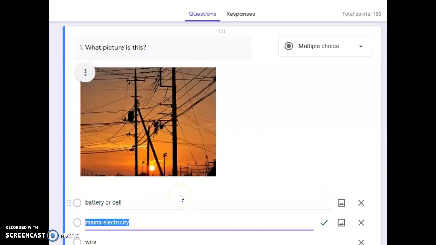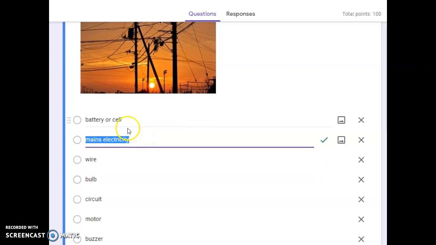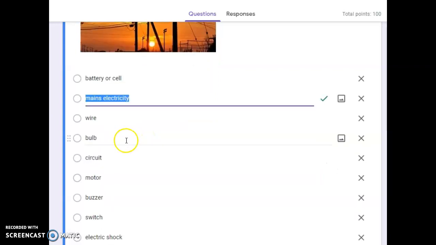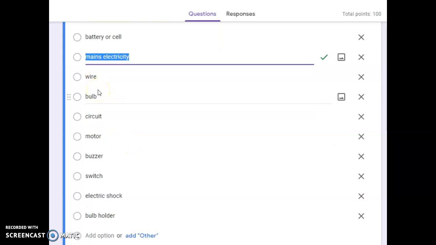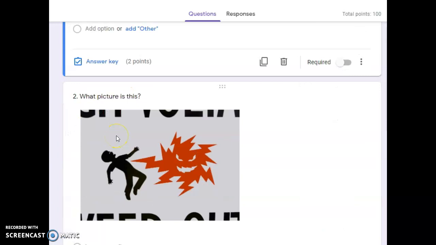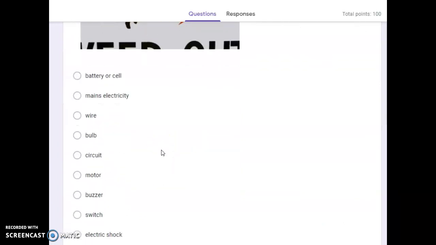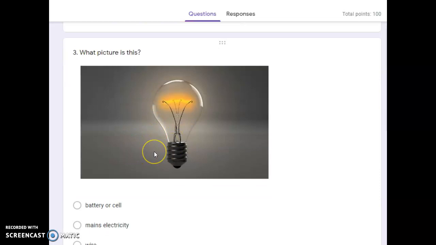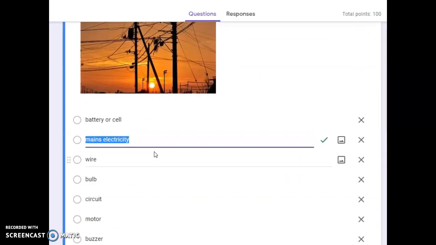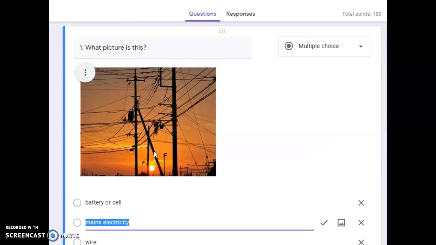Okay, so for your assignment today, to practice, I'm just going to show you one picture and then you can look, and I'm sure you're very familiar with all these words. So today I just want you to make sure that you know what is a picture of a battery or cell, right? So when you look, what is this one? These are the tests that you're going to have, but for today I'm just going to let you answer question one.